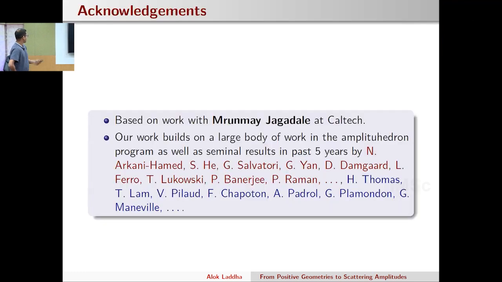So almost all the work I'm going to talk about is done with a student Brunmai, who was at CMI, but now he's at Caltech. But really, most of what I will say is based on a large body of other works which has been done in the past, especially the past 5 years. All the names in red are physicists and all the names in blue are mathematicians. So there is a kind of 50-50 split in the contribution to this field.